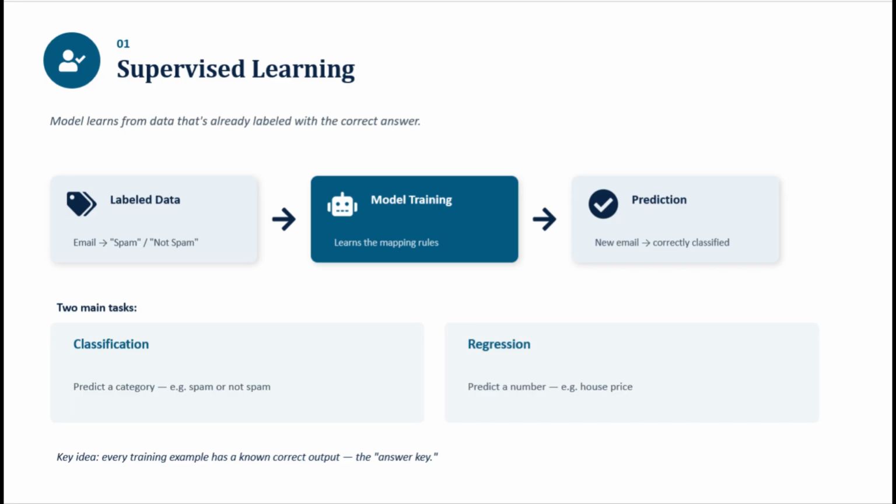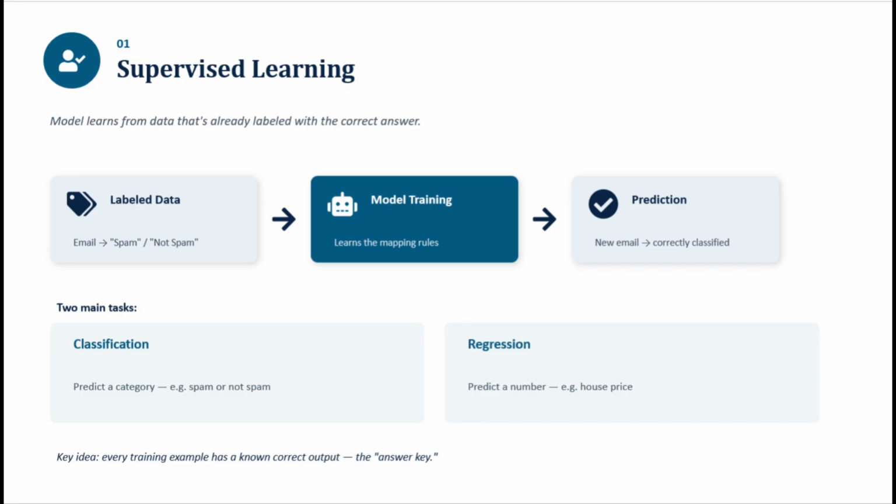For example, suppose we're building a spam detection system. We collect thousands of emails. Each email is already labeled as either spam or not spam. The model studies these examples and learns the relationship between the email content and its label. Later, when a completely new email arrives, the model predicts whether it's spam or not.